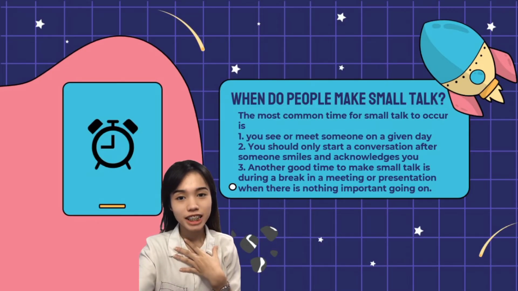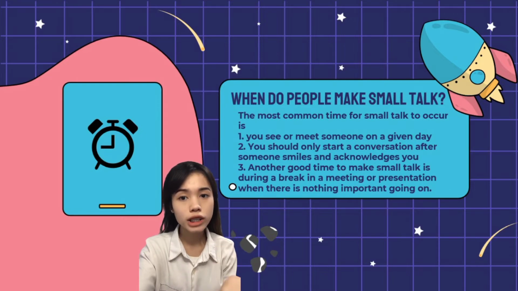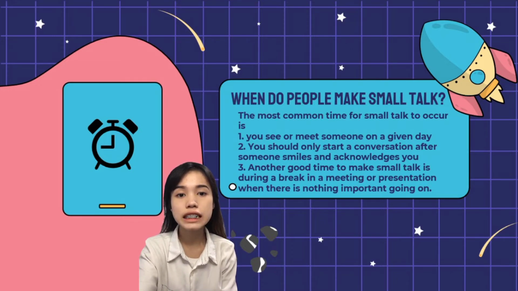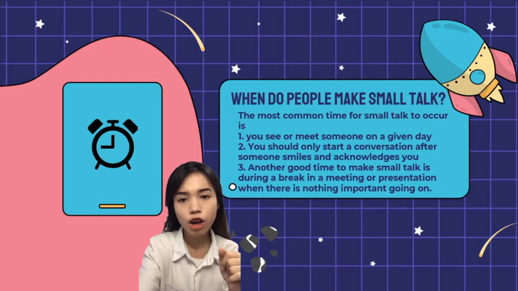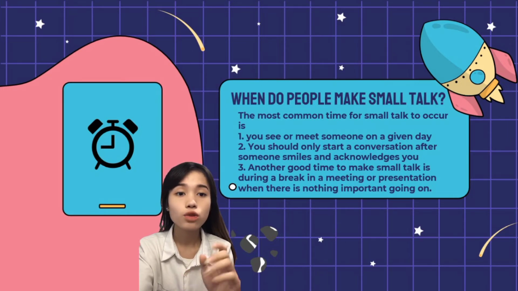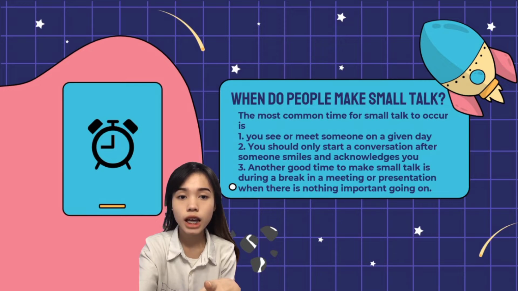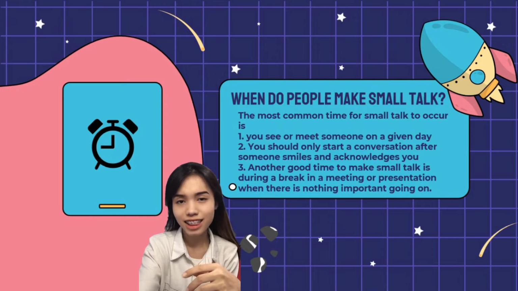Hello, I'm Monica Jen. This time I will explain when people make small talk. The most common time for small talk to occur is the first time you see or meet someone on a given day. For example, if you see a sales worker in the lounge, you might say hello and discuss sports or the weather. However, the next time you see each other, you might just smile and say nothing.